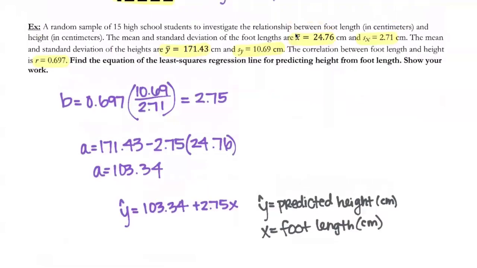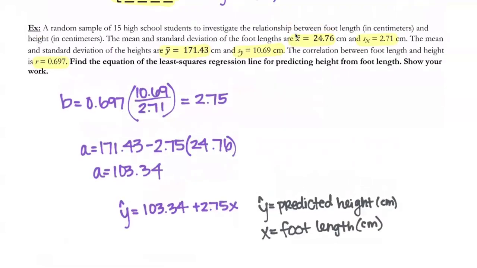And so that is a full example on how, if you're given that information, you're still able to come up with the equation of the least squared regression line. Let me know if you have any questions.